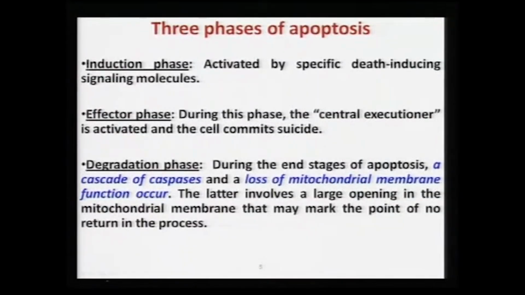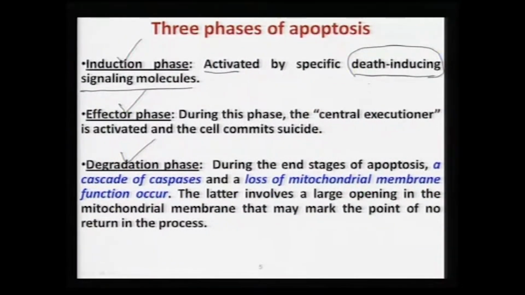Now, there are three phases of apoptosis. One is the induction phase, one is the effector phase, and the third one is the degradation phase. The induction phase is activated by certain death inducing signaling molecules. As I said earlier, for every cell fate process you require some sort of intracellular signaling process. So, some death inducing signaling molecules are there. We are not getting into details of these molecules, but we are discussing the mechanisms here. The first stage is activated when the cells receive some death inducing signals.